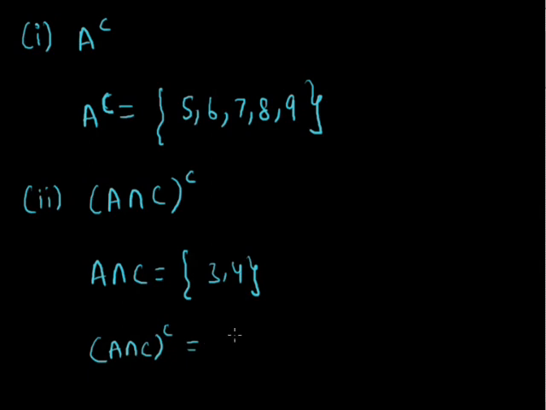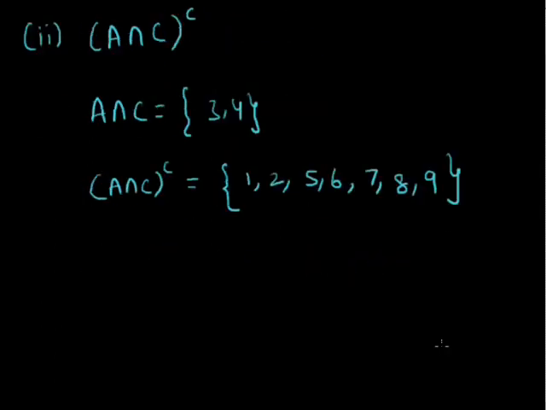That is, we need to remove these elements 3 and 4 from the universal set to get A intersection C's complement. So the remaining elements are the elements of the set A intersection C's complement, and the elements are 1, 2, 5, 6, 7, 8 and 9. So these are the elements of A intersection C's complement set. This is what we mean by A intersection C complement.